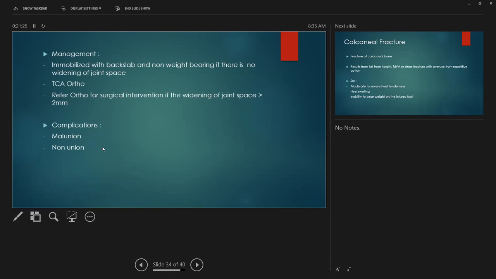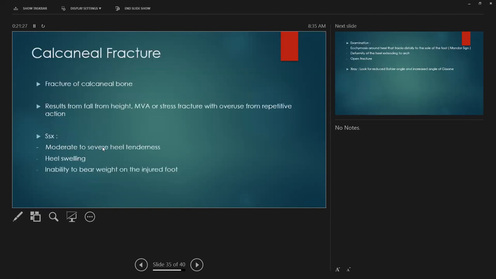Last but not least, we'll move on to calcaneum fracture. A calcaneum fracture is a fracture of the calcaneum bone, resulting from a fall from height, MVA, or stress fracture with overuse or from repetitive actions.